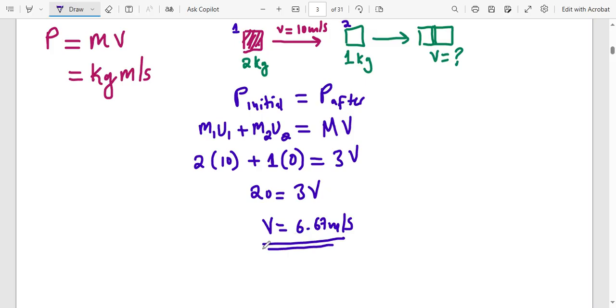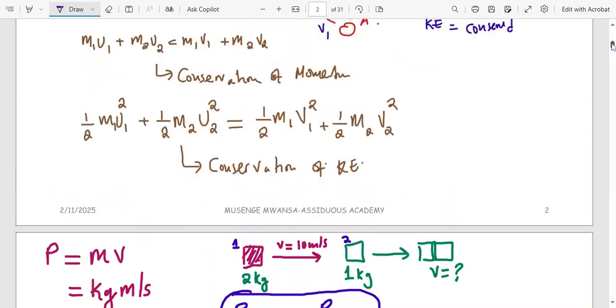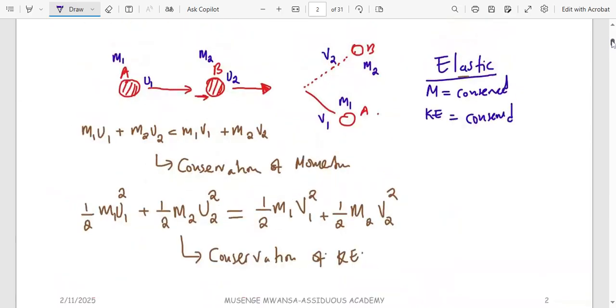Does this make sense? Are we okay? So momentum before impact is equal to momentum after impact. That is known as the law of conservation of momentum.